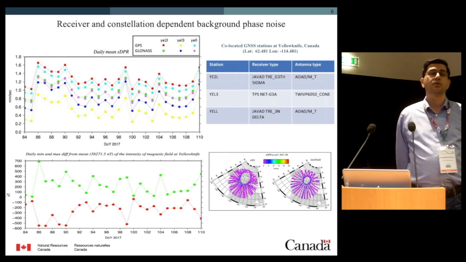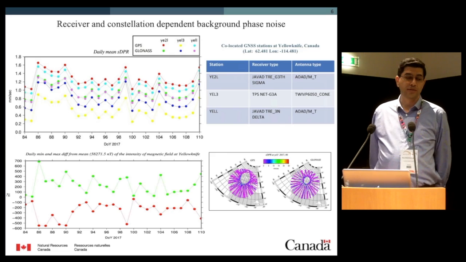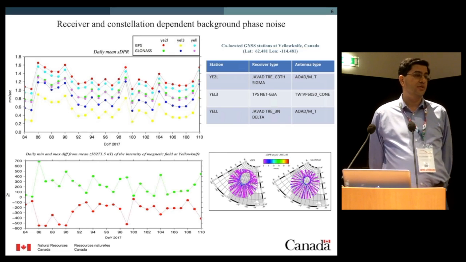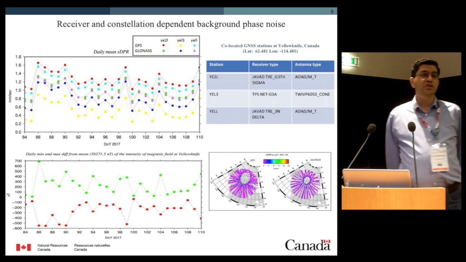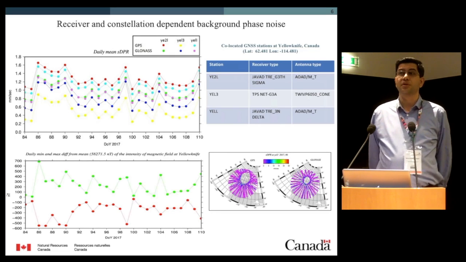pierce point distribution, but a different receiver type. And this is the impact of receiver technology on the background phase noise that we use for detrending these indexes before interpreting them as an ionospheric irregularity.